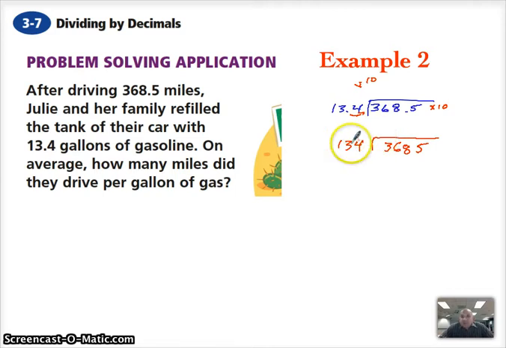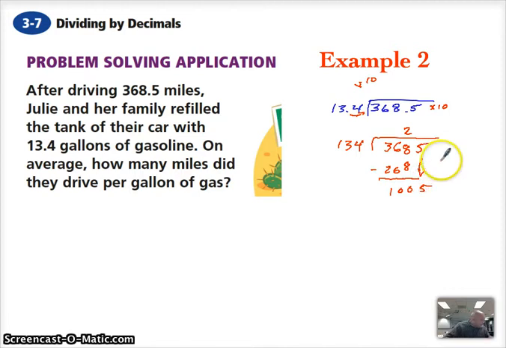Let's go ahead and go through the division process. Now, it's a 3-digit into a 4-digit, but we can do it. 134 goes into 368, we'll say twice. 2 times 4 is 8. 2 times 3 is 6. 2 times 1 is 2. We are going to subtract 268 from 368. So that's 0, 0, and then 1. We bring down that 5.